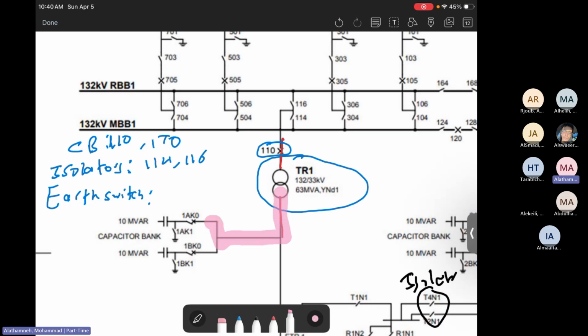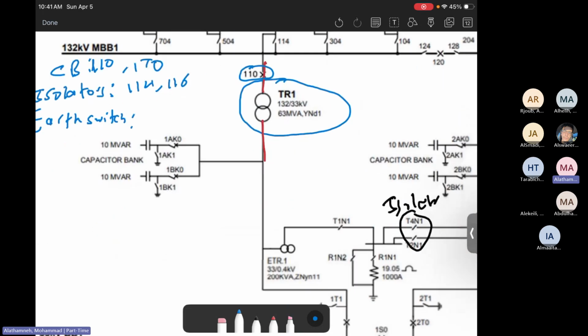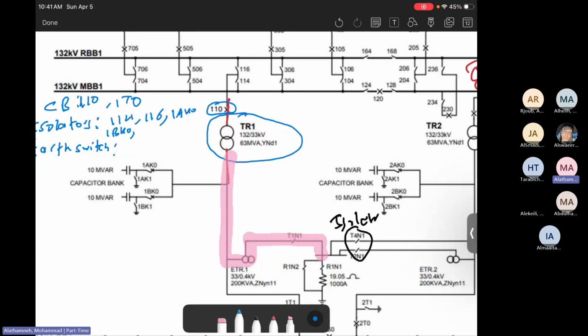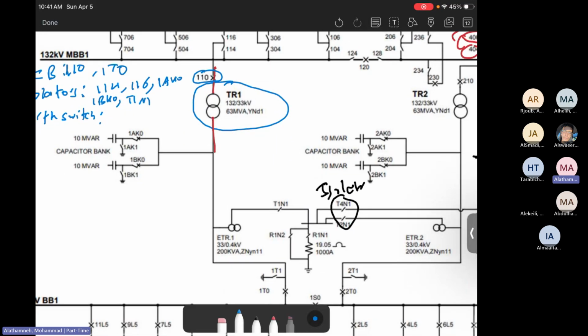Go to this side. There is 1A K0 and 1B K0. They must be taken into consideration. Otherwise, there will be a problem. So 1A K0, 1B K0. Now let's keep going down. Is there any path through this isolator? Yes, there is a path. So we need to make sure, look at T1 and 1. You need to write it. T1 and 1.